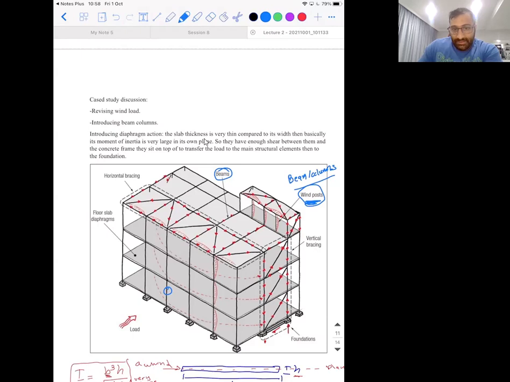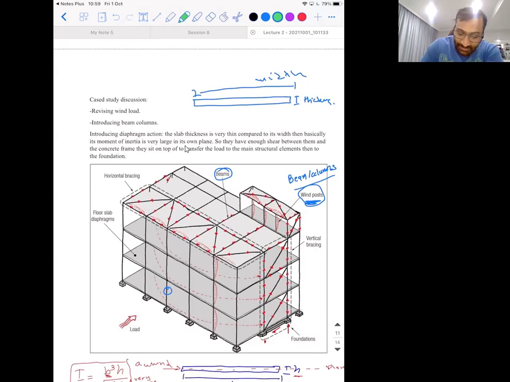Yeah, the slab thickness is very thin compared to its width. Because what's a slab? This, right? That's a slab. So its thickness is very small, because it's very thin compared to its width. So its moment of inertia is very large in its own plane.